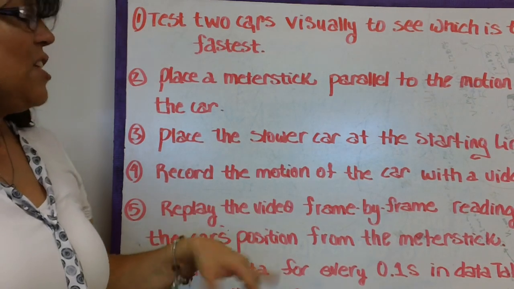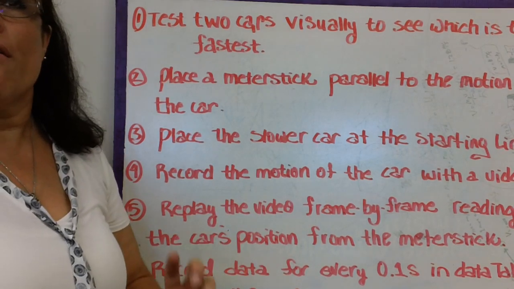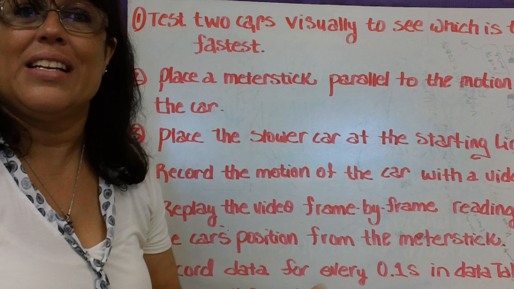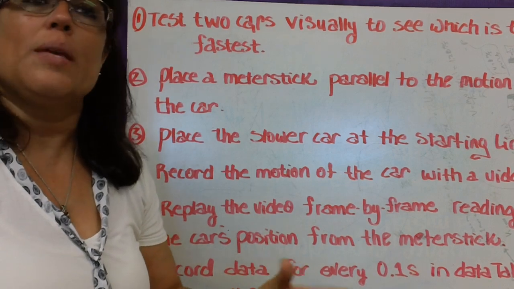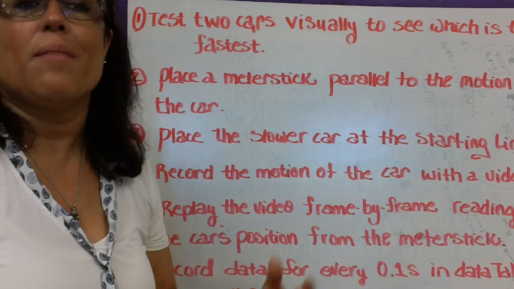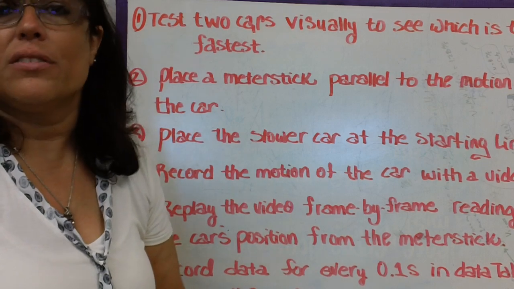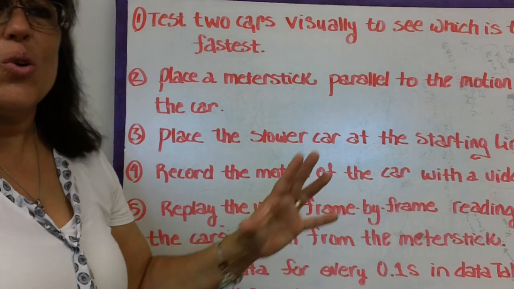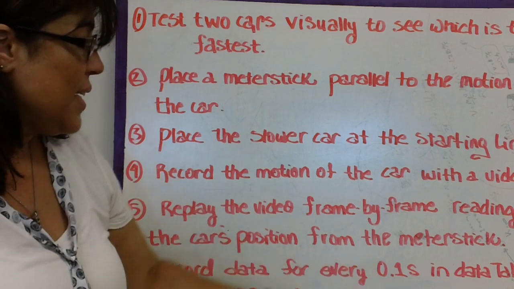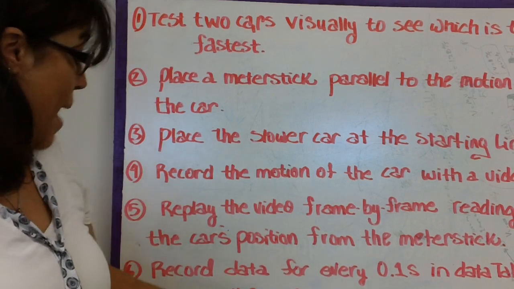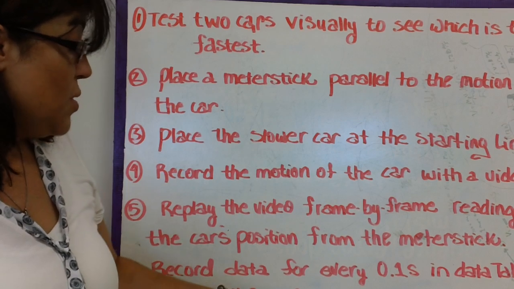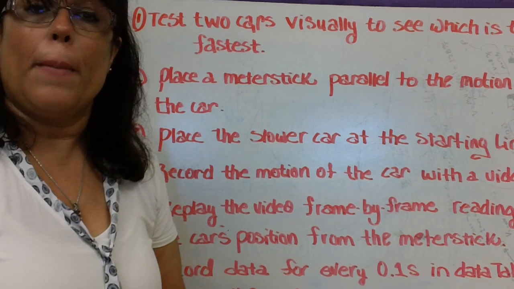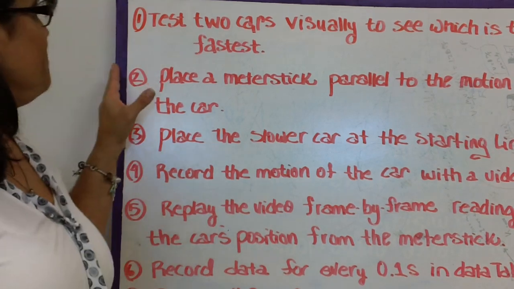We're going to replay that video frame by frame, reading where the position is at each frame. The frames are going to reference the time that it takes to get through each of those. So as long as you keep that time consistent from frame to frame, then you can find the distance that it's traveled in that time. So we're going to record that data for every 0.1 seconds. We're not going to be specific on the 0.1 seconds in the data table that's going to be part of the lab. We're going to repeat steps 3 through 6 for the faster car as well. So we're going to do this two times, one for the slow car, and then again for the fast car.